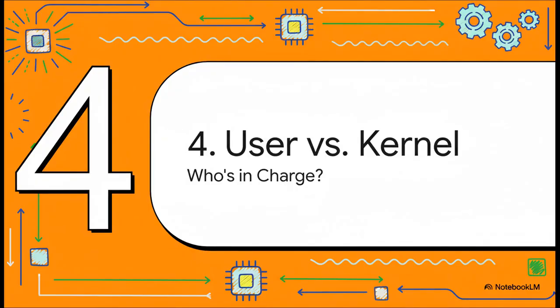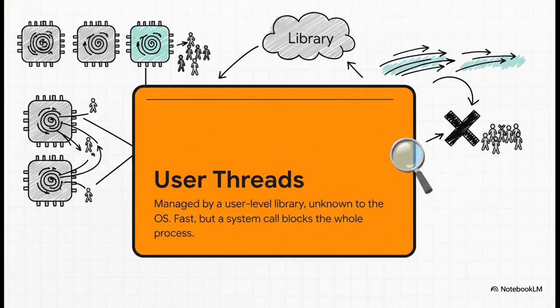Okay, so we know what threads are, but not all threads are created equal. It turns out it really matters who's in charge of managing them. Is it the application itself, or is it the main operating system? First up are user threads. Now these are managed by the application itself, completely under the radar of the main operating system, which is called the kernel. This makes them super fast. But, and this is a massive catch, if just one of these threads asks the OS for something, like to read a file, the entire program just grinds to a halt. Not great.